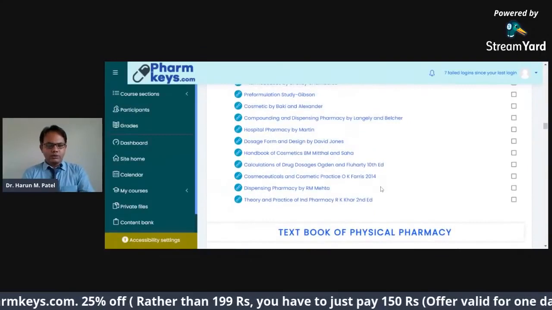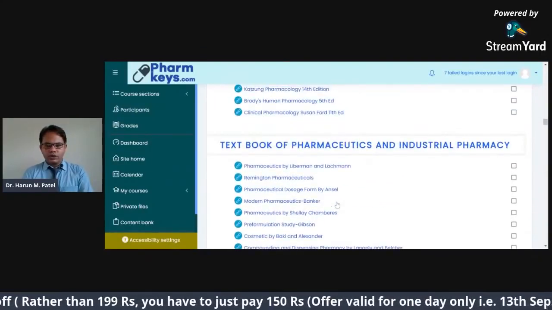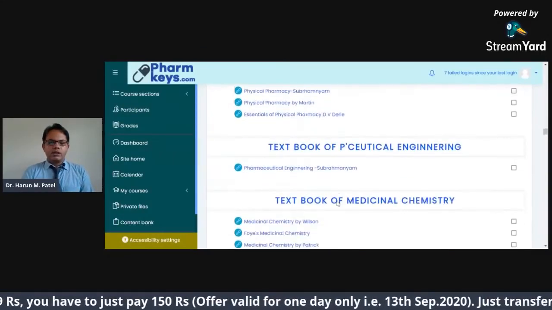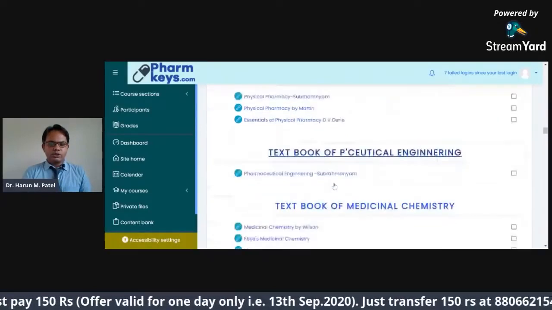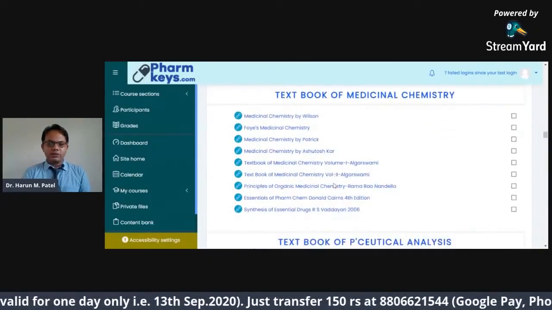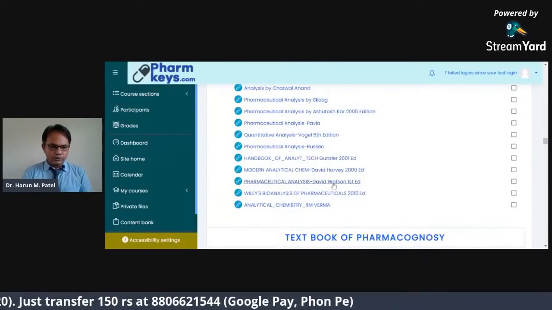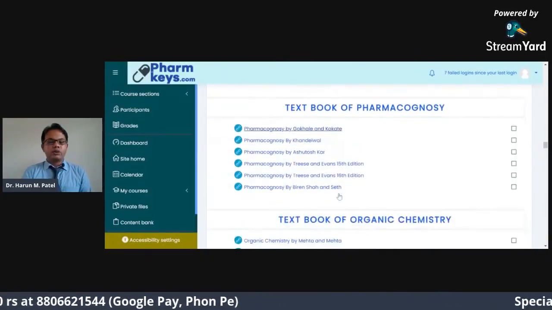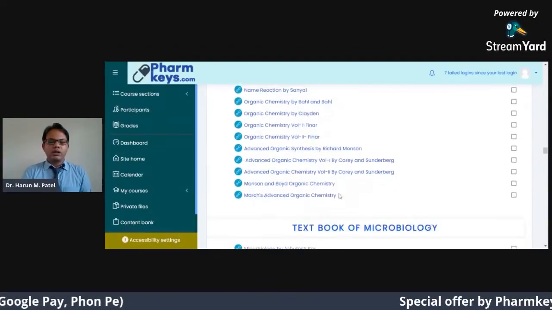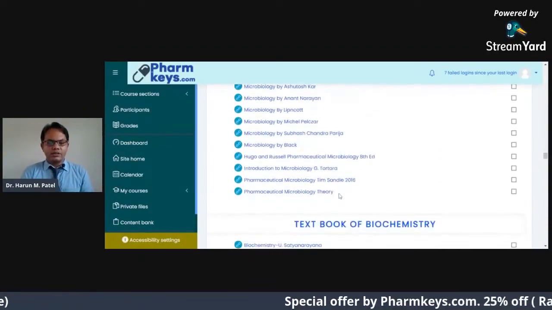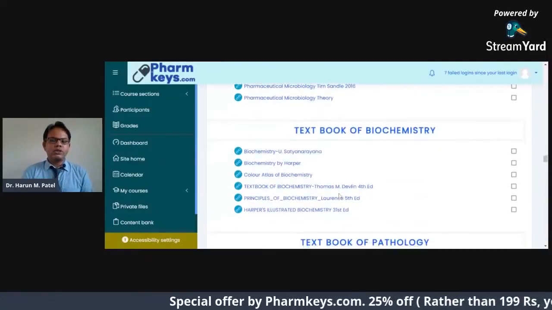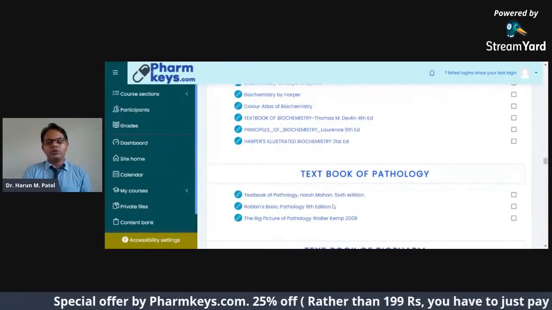More than 20 books are there for the pharmaceutics. Talking about the physical pharmacy, 3 books are there, like engineering, medicinal chemistry, more than 10 books are there. Pharmaceutical analysis, more than 10 to 15 books are there. For pharmacognosy, again 5 to 6 books are there. Likewise, multiple books are there, and in this pandemic situation, this app will help you a lot for the GPAT exam preparation.